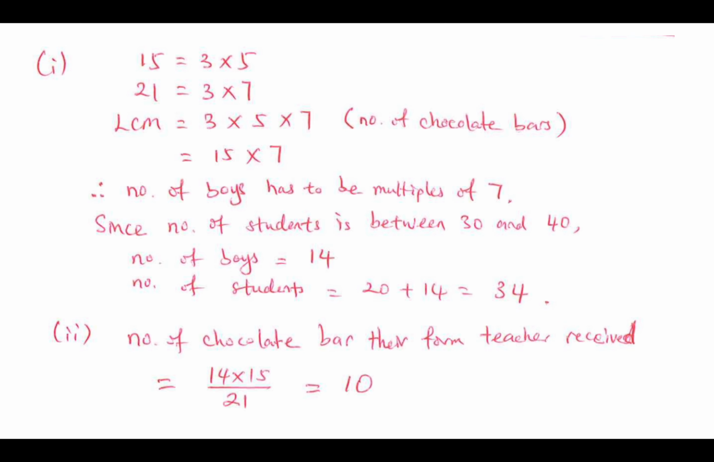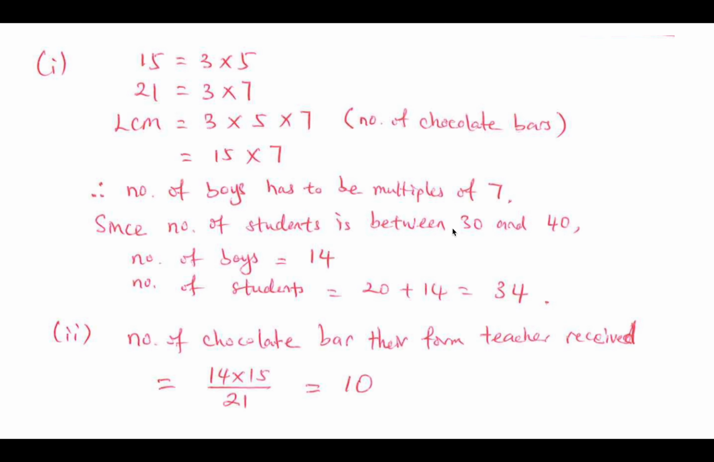And true enough, when we multiply by the smallest prime number, which is 2, the numbers are perfect, right, within the range. So number of boys we want is a multiple of 7. Since the number of students is supposed to be between 30 to 40, number of boys we want will be 14, right? Just multiply by 2. So 20 girls, 14 boys, that gives us 34 students.